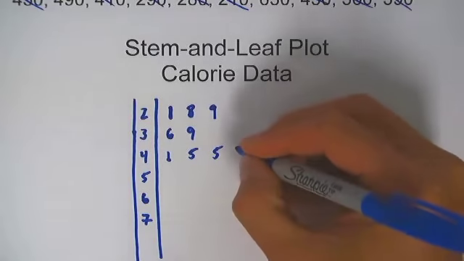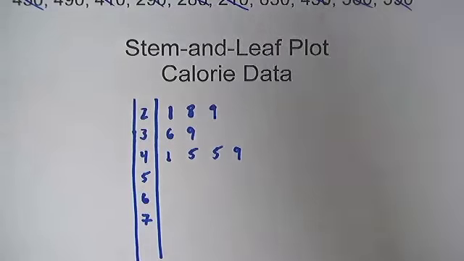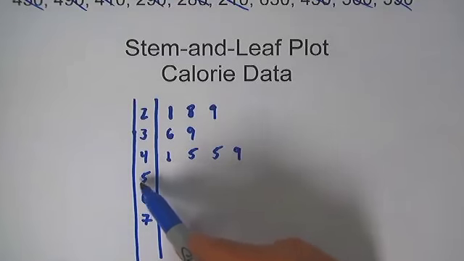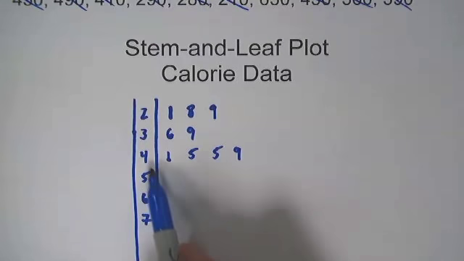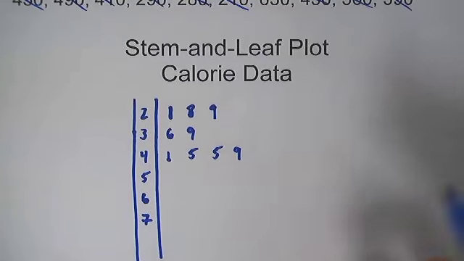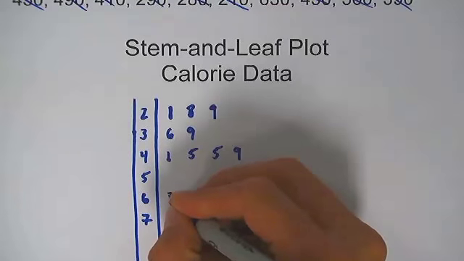Okay, but I do have one more 400, so I'm going to do 490 there. And I don't have any 500s, but it's still important that you leave space there. So we make sure to include the 5 in the stem, even though we don't have it. And then 630 is that way.